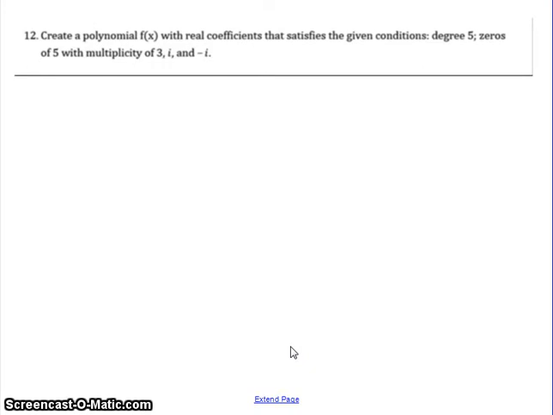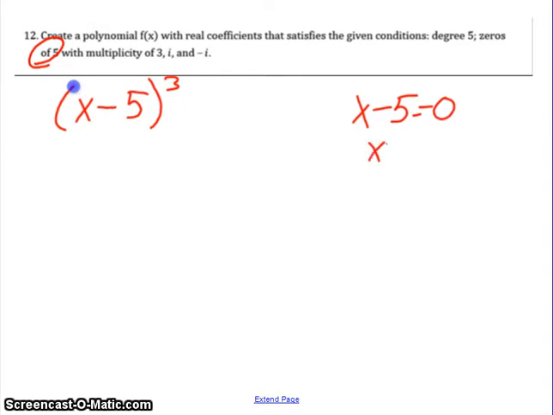Okay, so here's what zeros of 5 with multiplicity 3 means. That means that there is a factor, x minus 5, that is getting raised to the power of 3. Zeros of 5, okay? So therefore, x minus 5 equals 0. 5 is a solution to this polynomial. So I'm going to say that x minus 5 is a factor. The multiplicity of that factor is 3, which is why I have an exponent of 3.